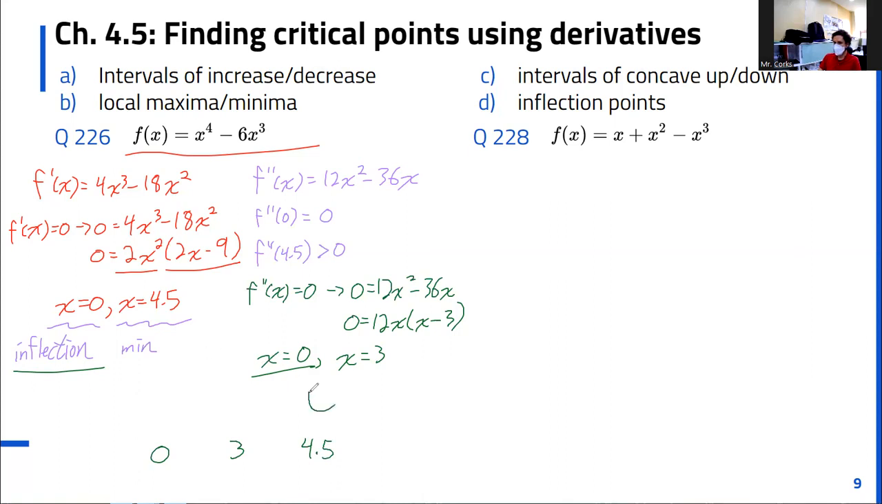So let's work backward. A minimum is obviously curving up at a minimum point. If we have an inflection point before that, when x equals 3, when x equals 4.5, we are curving up. So it must mean that at x equals 3, we switch from curving down to curving up. And then at x equals 0, we were concave down, so it must mean that we went from concave down to concave up.